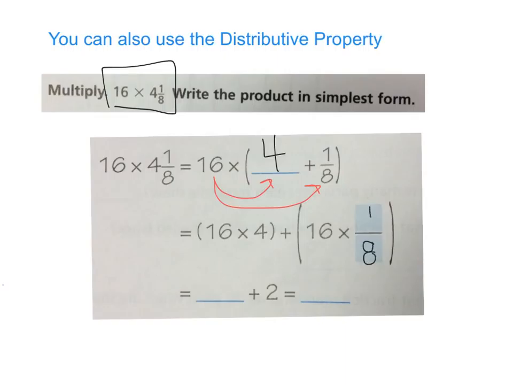And now we can do this in our head. 16 times 4 is? 64. And 16 times 1/8 is 16 over 8, which is 2. So 64 plus 2 is? 66. So we can see how sometimes the distributive property helps us break apart the whole. We multiply the whole number part first, then we multiply the fraction part, and then we add them together.